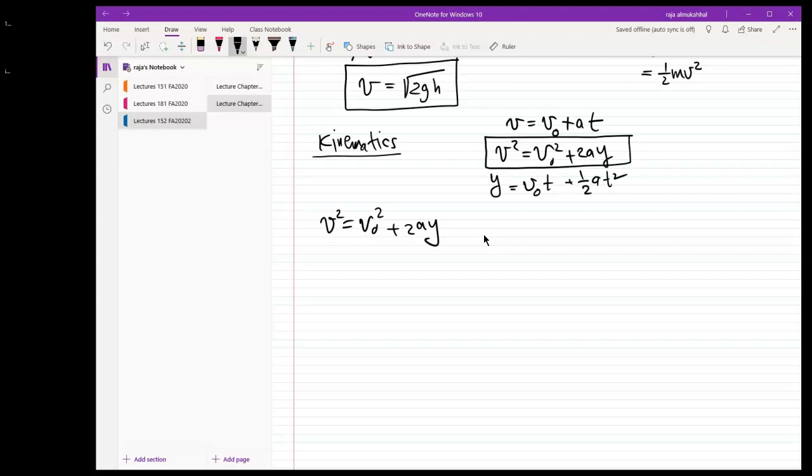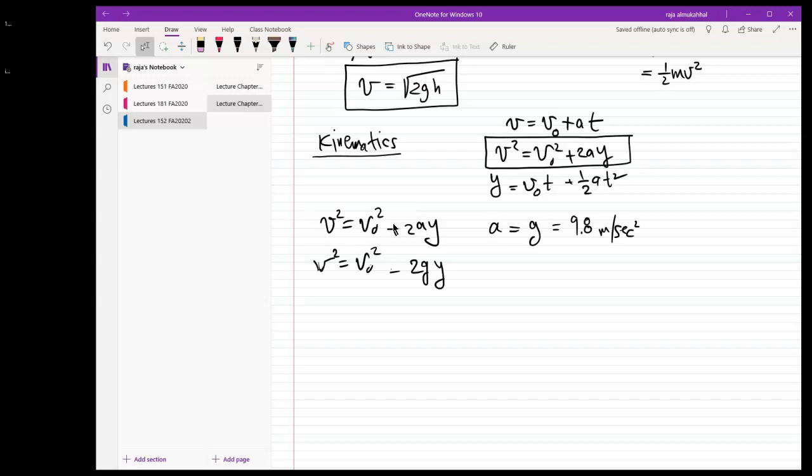Now, as you can see, A here is equal to G, 9.8 meters per second squared, because the object is in free fall. And also, because the object is moving downward, this plus sign here is going to be minus. So basically, for free fall kinematics, the equation becomes V squared equals V naught squared minus 2GY. Now let me plug in what I have.